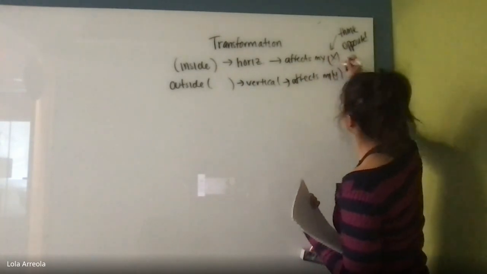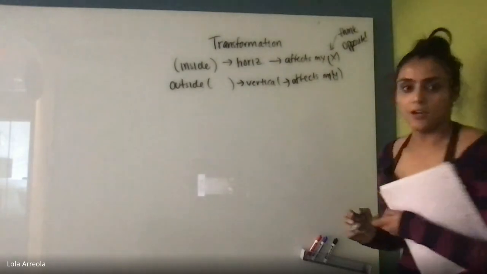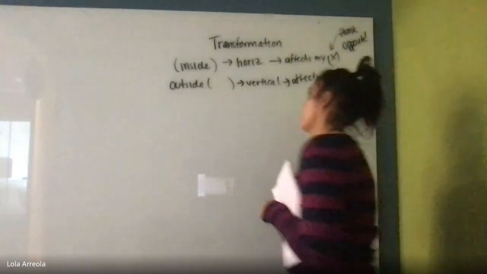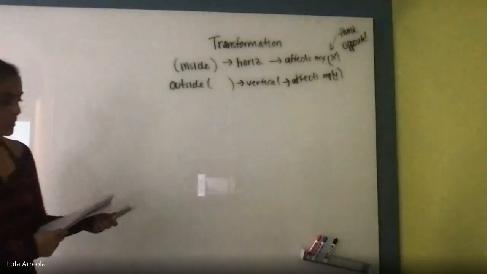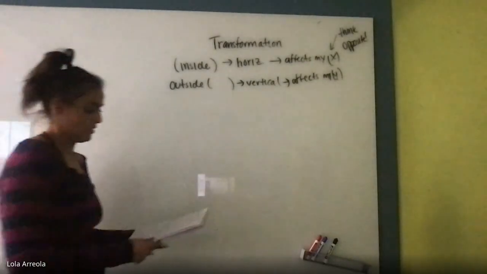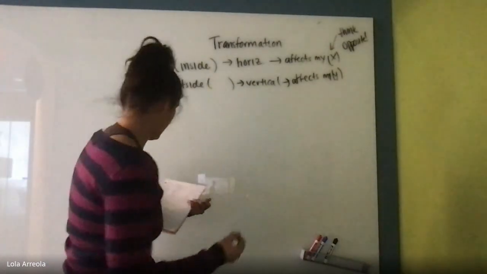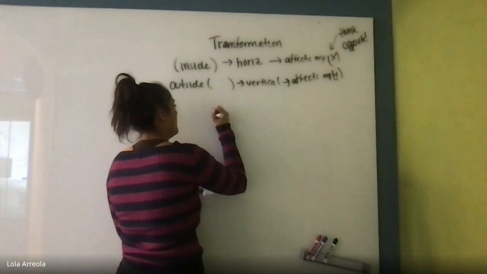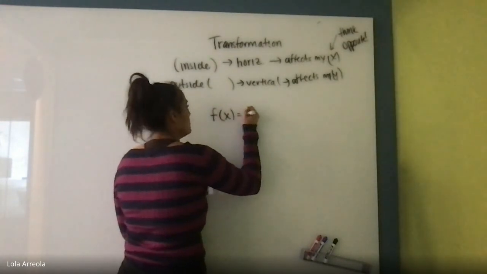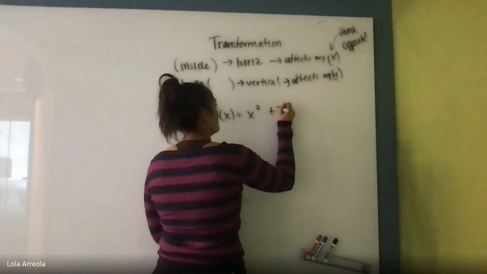My y value, and I don't have to think opposite. The only one I have to think opposite for is my horizontal. All right, so keep that in mind as we're applying the transformations. So, one example, let's say I have f of x is equal to x squared plus 2.